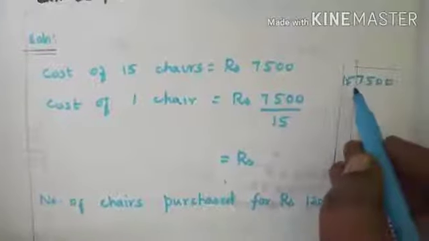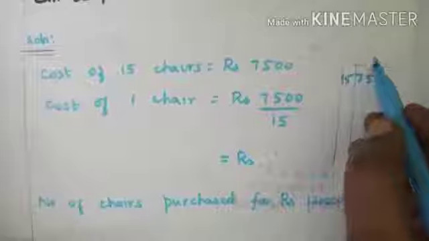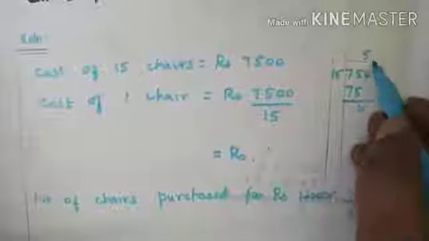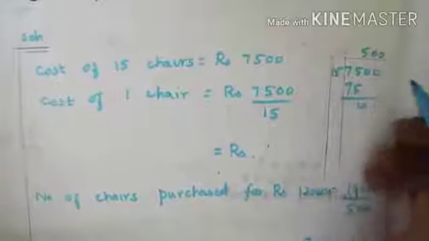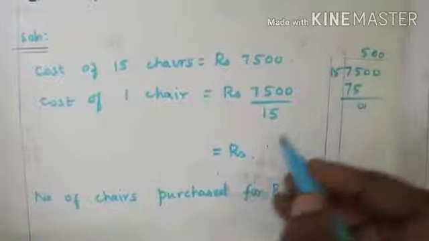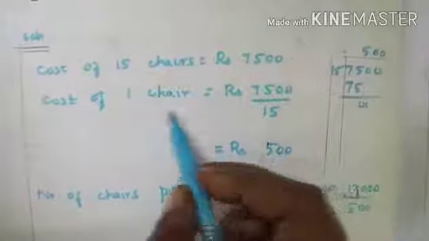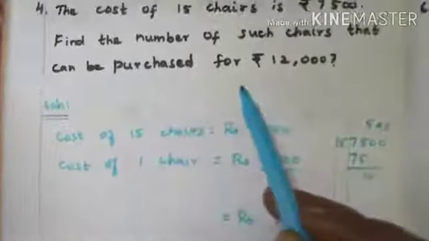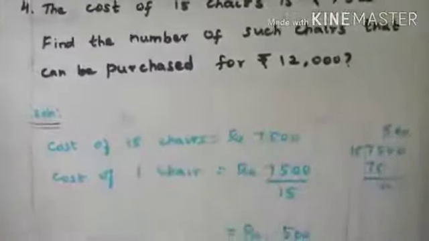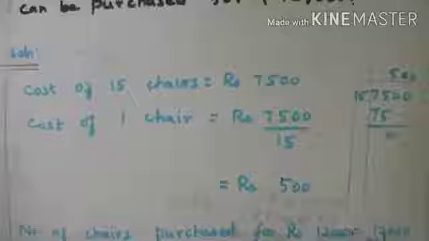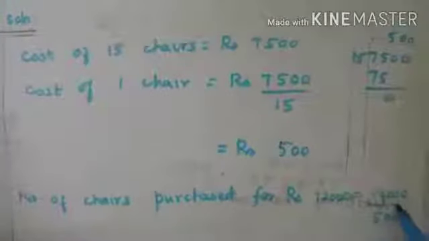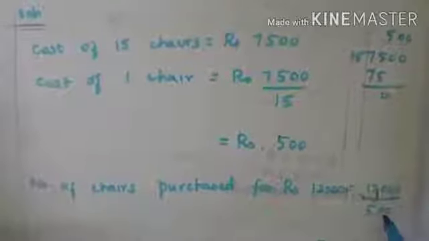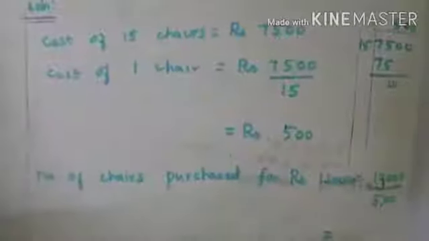So here 5 into 15, 5 15s are what? 75. And we will be taking the 0 0 down, isn't it? So here we are not having any number for 0 0. Therefore the cost of 1 chair is rupees 500. Now what is asked? How many chairs can we purchase for rupees 12,000? Therefore the number of chairs purchased for rupees 12,000 is 12,000 divided by 500, since one chair is rupees 500.